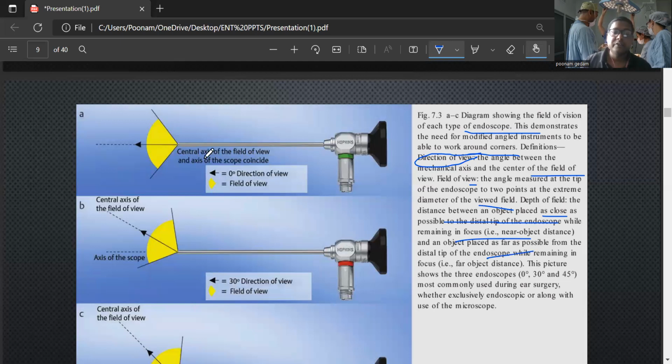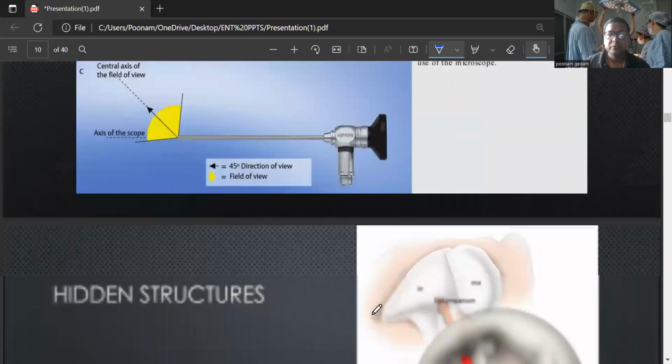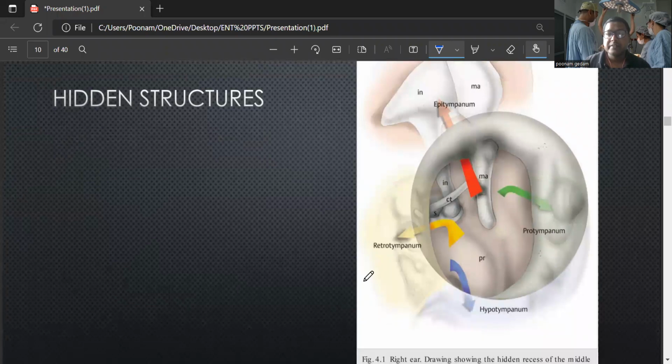So देखिए जो हम 0-degree 30-degree किस पे बोलते हैं? Central axis of the endoscope या mechanical axis of the endoscope and the axis of the field of view उसके बीच. So hidden structures we can see through endoscope.